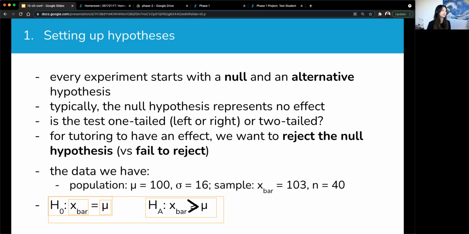That's the terminology. And just to refresh the numbers on the data that we have. This is our population: a mean of 100, standard deviation of 16. And in our sample, we have a sample mean, X bar, usually X with a bar on top, of 103, and N equal to 40 because we tested on 40 students. So this is our hypothesis setup, and remember that these are the numbers that we have. Questions about this setup here?